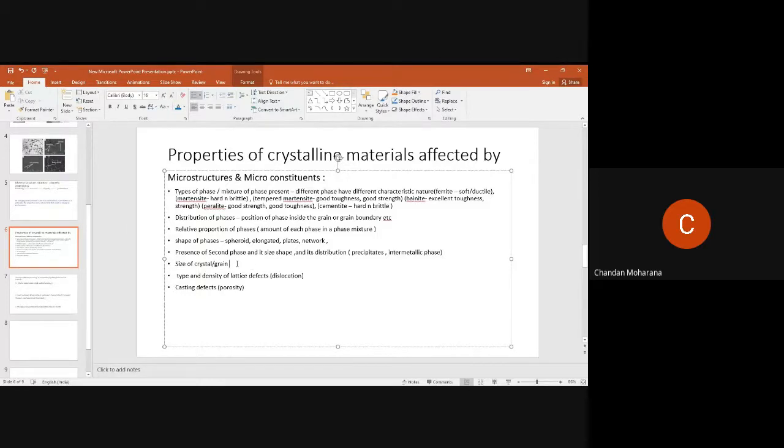Then, size of the crystal and grain. You remember, right? What kind of size do we have? In technical terms, what do we call grain size? Which kind of size do we have? Coarser grain and finer grain. Very good. Coarser and finer. Which kind of grain will provide more strength? Finer.